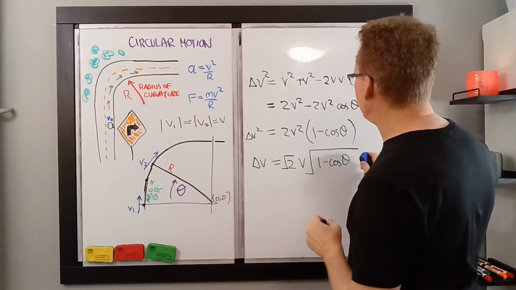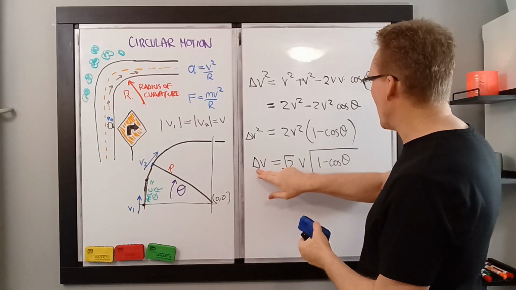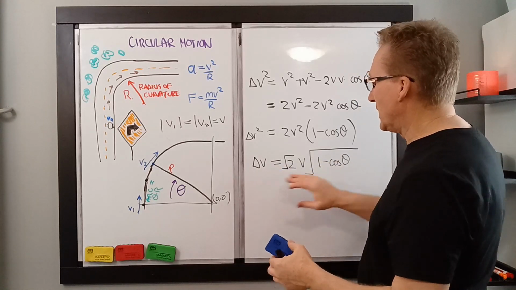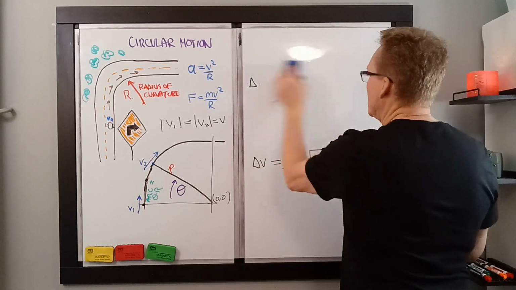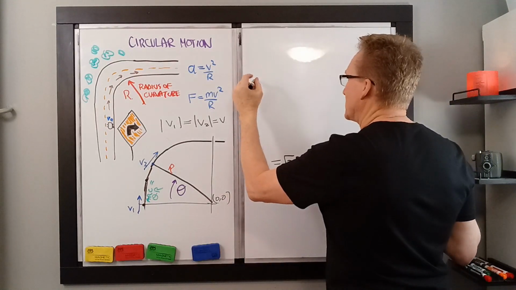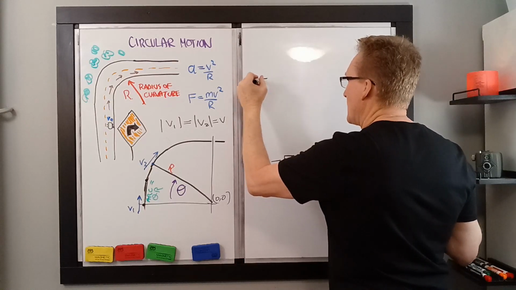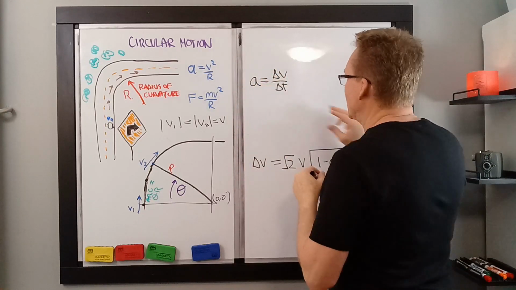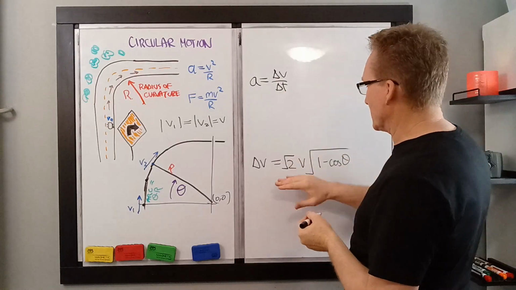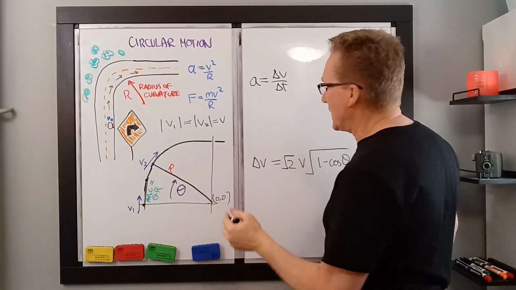Like that. There we go. Now I have an expression for delta V, and I'm going to get an expression for delta T, because the acceleration that you're going to feel is going to be equal to the change in the velocity divided by the time it took. So this is the change in velocity. What's the time it takes?